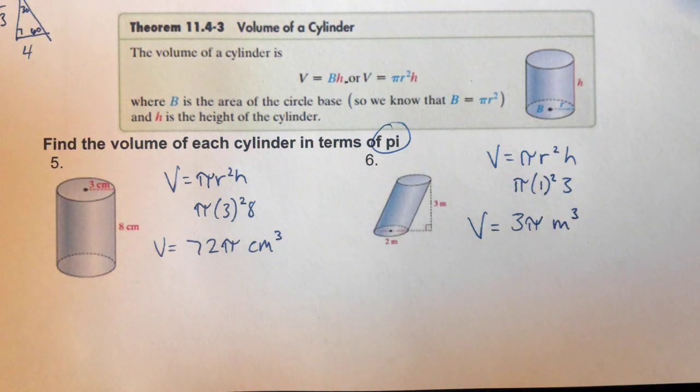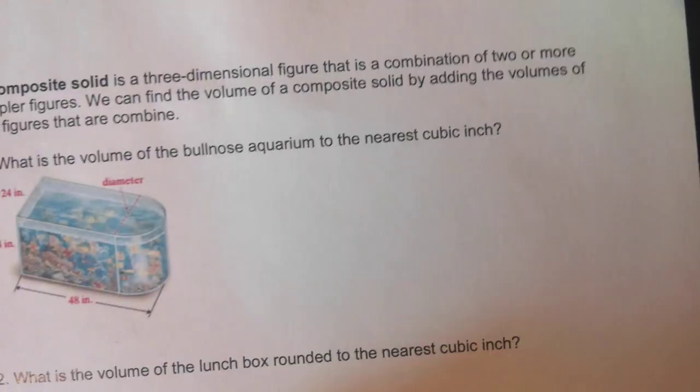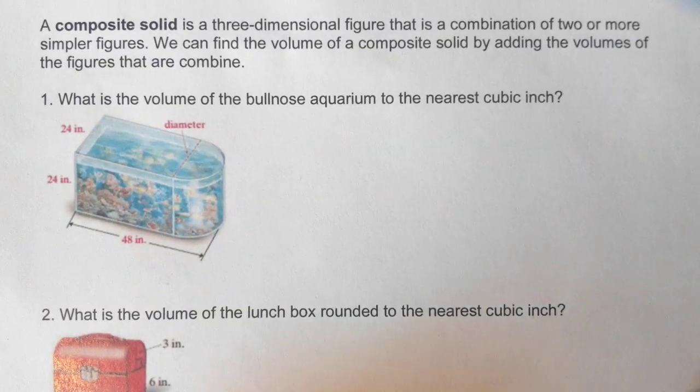So that's pretty simple stuff. Let's flip it over to the back side, see what we've got there. Oh, we've got some composite solids on the back, which is a three-dimensional figure that is a combination of 2 or more simpler figures. So you can find the volume of a composite solid by adding the volumes of the figures that are combined. So what that means is you're going to separate it into figures you know, and then that's going to help. And then you're going to add those volumes together once you find the volumes of the separated figures.